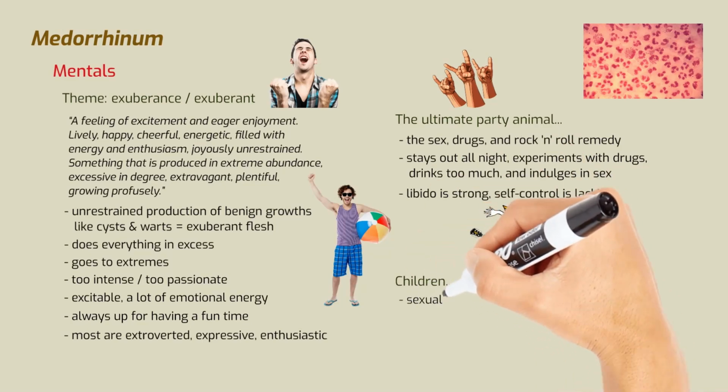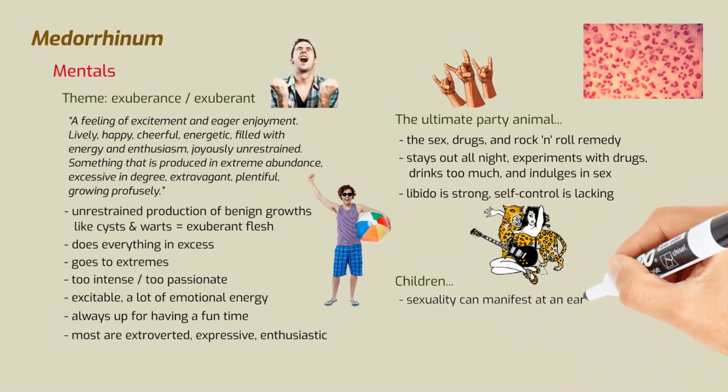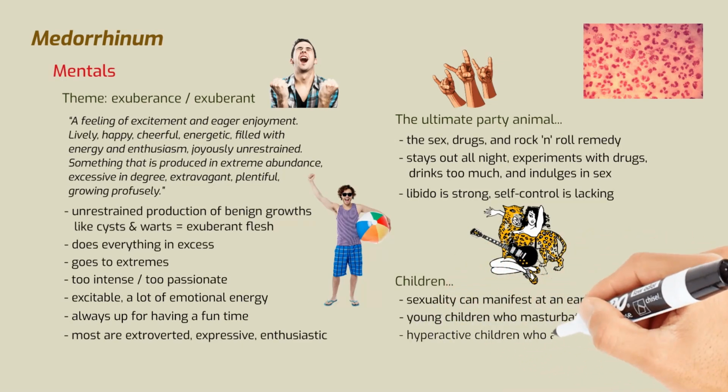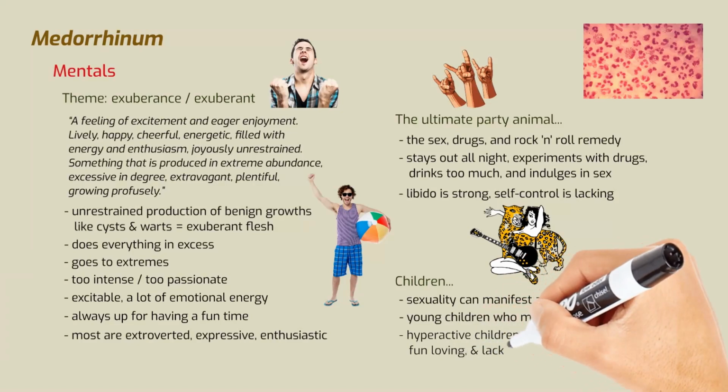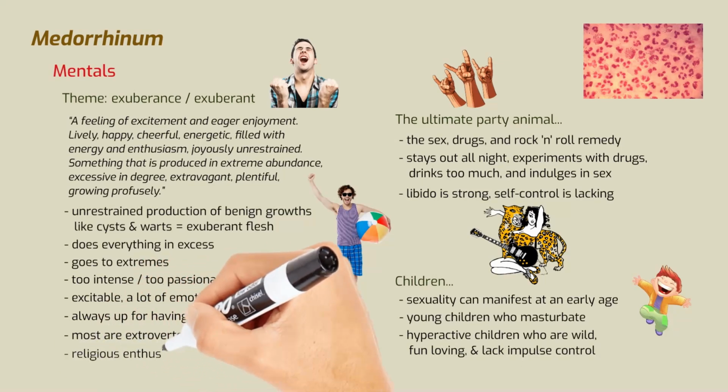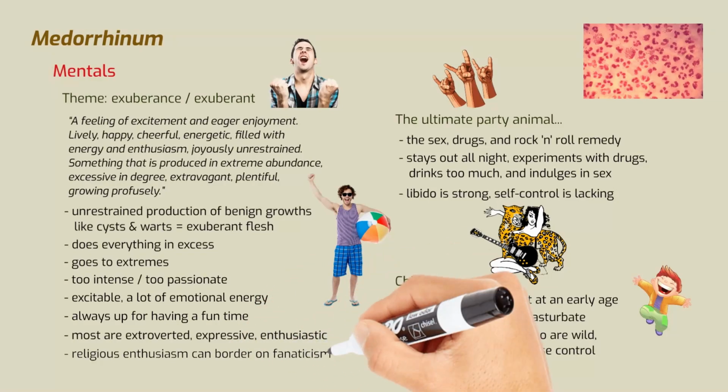Medorrhinum's strong sexuality can sometimes manifest at an early age. Young children may masturbate, and sometimes there are incestuous impulses. Medorrhinum is commonly indicated for hyperactive children who are wild, fun-loving, and lack impulse control. Even when religiously inclined, the Medorrhinum type has a tendency to go overboard. His religious enthusiasm can border on fanaticism.